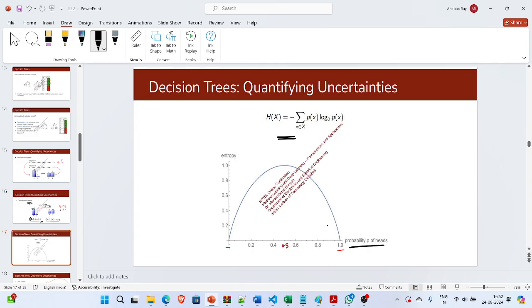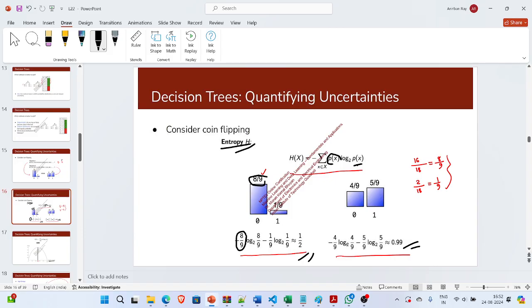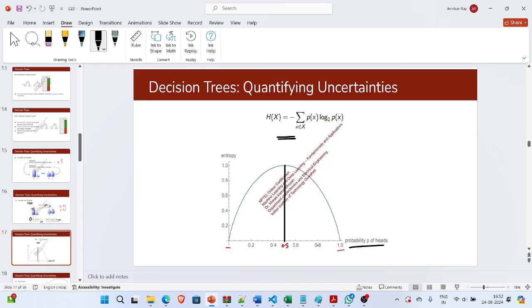So as you can see, the entropy is maximum when the probability of occurrence is 0.5, otherwise it is below that. It is very close to 1. The ratio is close to 0.5 here. So the entropy is maximum.